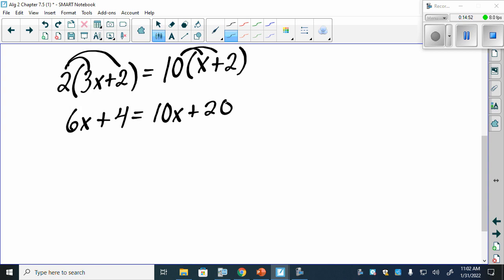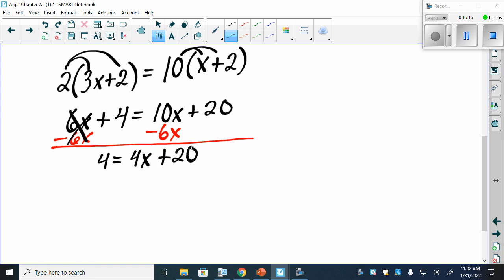Now what can we do next? We can subtract 6x from both sides. Because here 6x minus 6x would be 0, leaving us with 4 is equal to 10 minus 6x is 4x plus 20. And we could have subtracted 4 from both sides, or 20 from both sides, or 10x from both sides. Any of those would actually get us to the correct answer. It's just depending on how you want to do it.